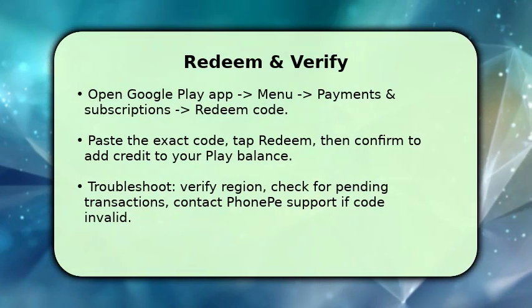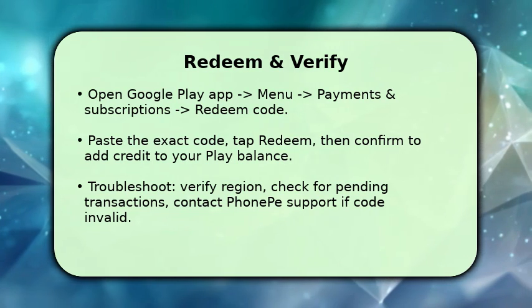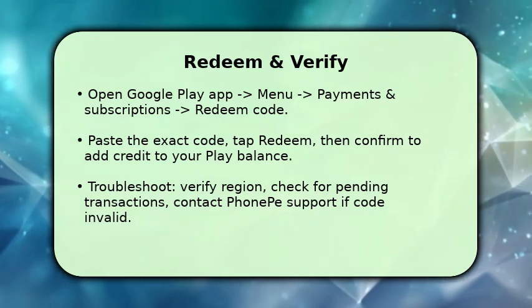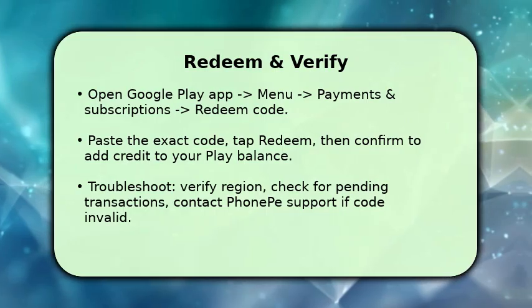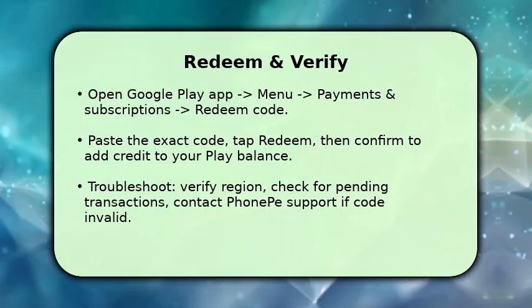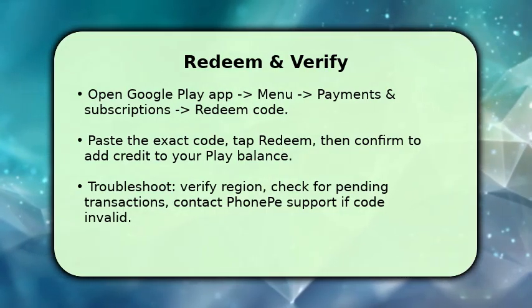Open Menu, choose Redeem, paste the code exactly and hit Confirm. Google immediately applies credit if the code is valid. After redeeming, go to Payment Methods or Play Balance to verify funds.